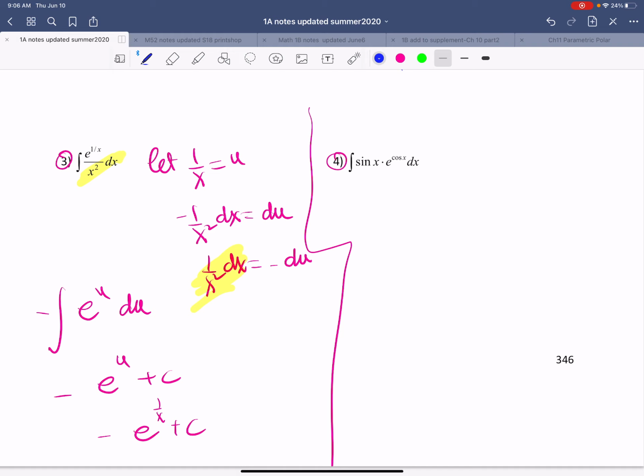If you have a definite integral, then there's no need to go back to x's. You can change your bounds to the u bounds and just go from there. Okay, let's check out the next example. So we have number 4.